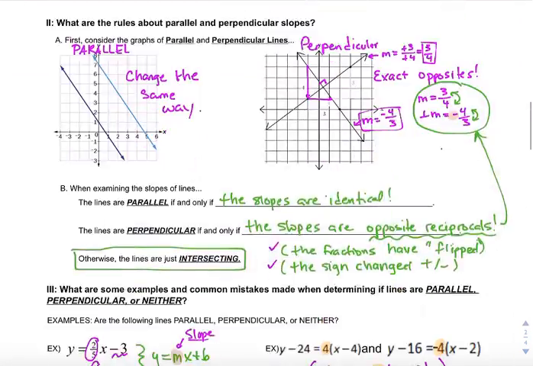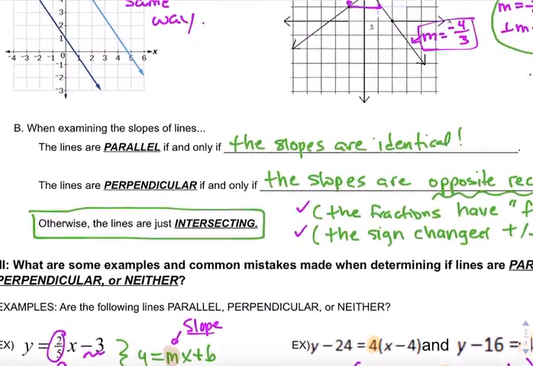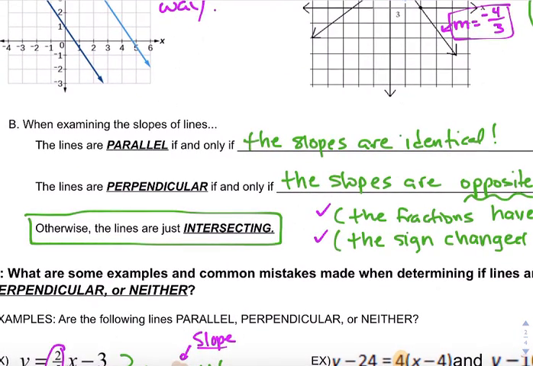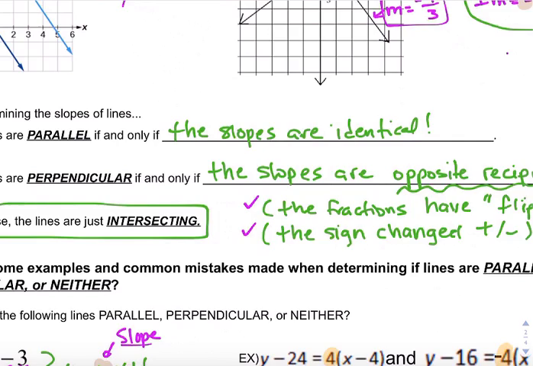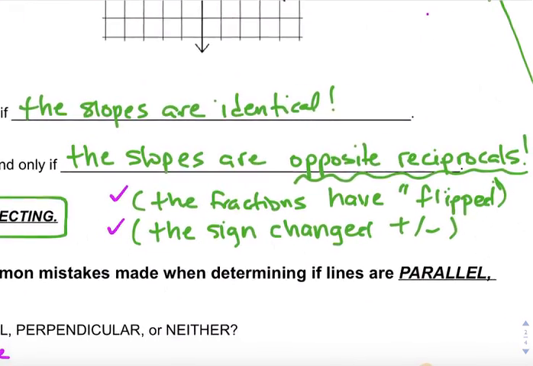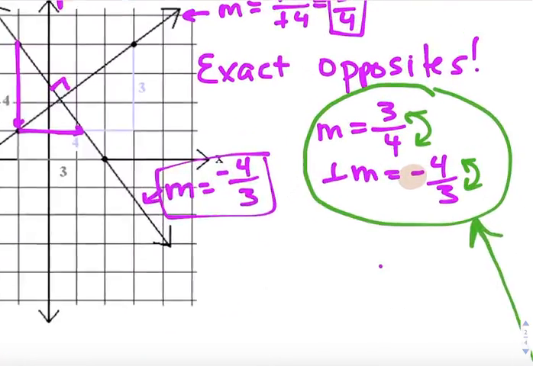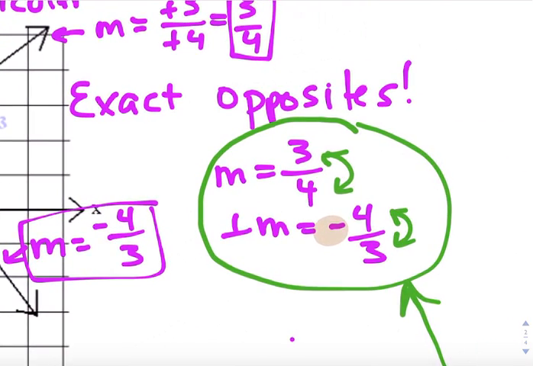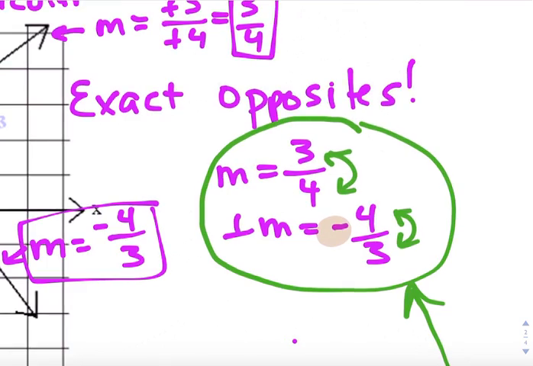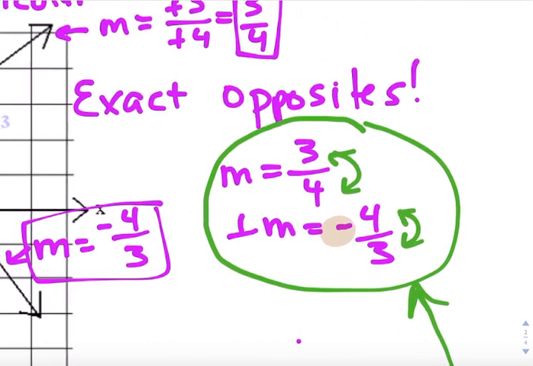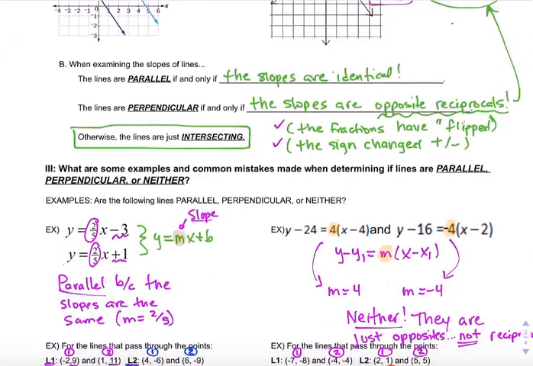But in the end, we're trying to follow one of two rules. Parallel slopes mean they're completely identical because they change by the same amount. Perpendicular lines mean they're exactly opposite of one another. In this case, opposite reciprocals, meaning the fractions have flipped and the sign has changed. Like for example, we have 3/4 versus -4/3. It changes from positive to negative, and the fraction flips upside down for the perpendicular slope.